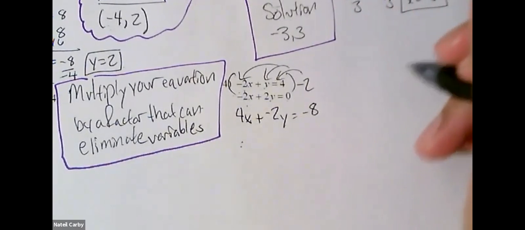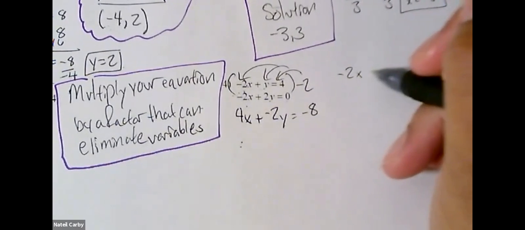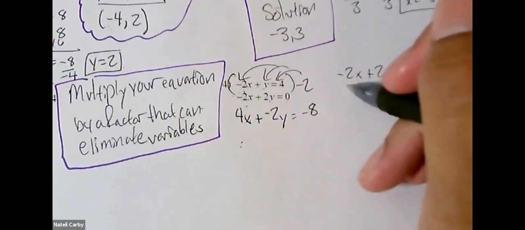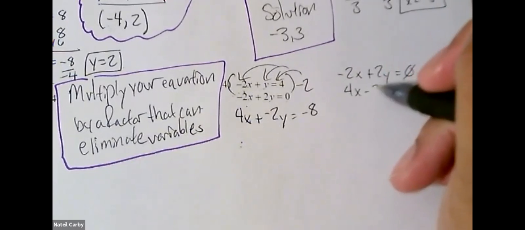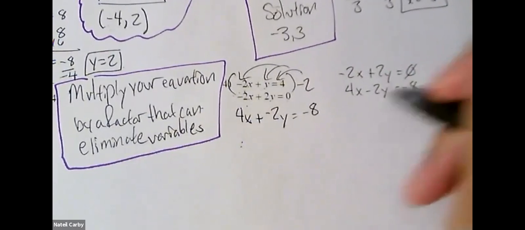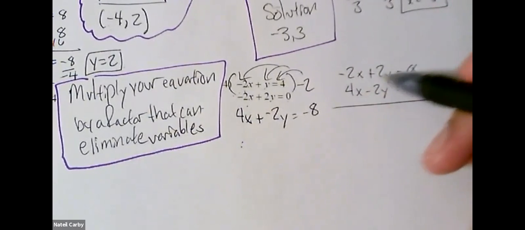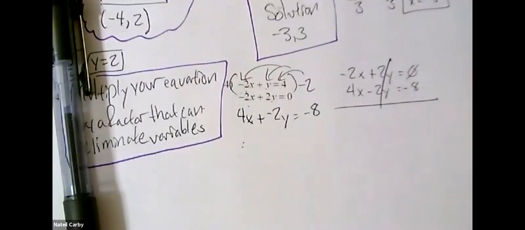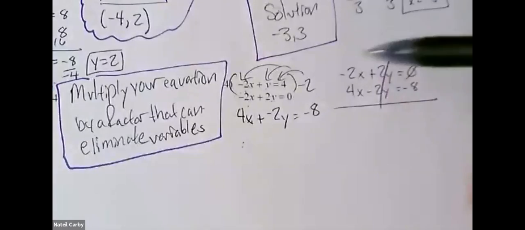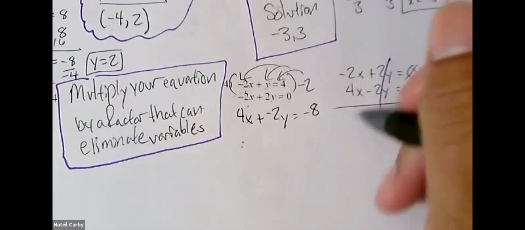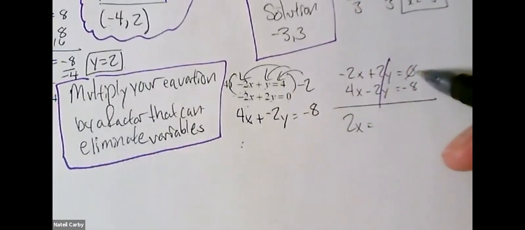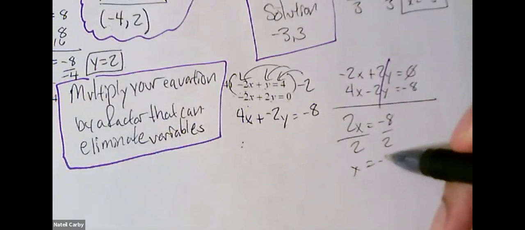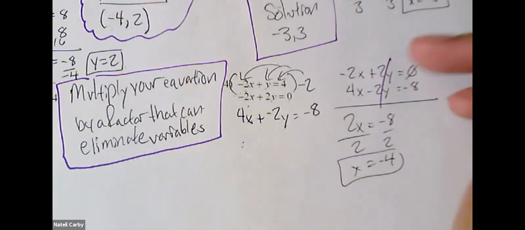So let me go ahead and rewrite this. I got negative 2x plus 2y equals 0. And then I have 4x minus 2y equals negative 8. When I combine my like terms, these cancel, y'all. Negative 2x plus 4x is 2x. 0 plus negative 8 is negative 8. Divided by 2, x equals negative 4.